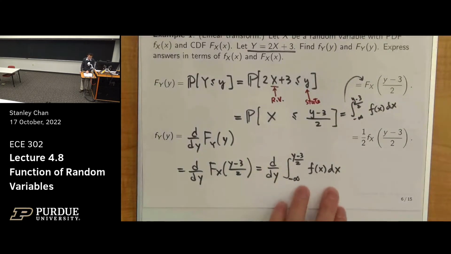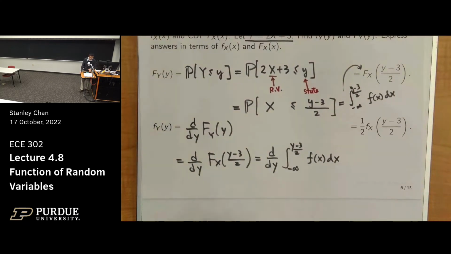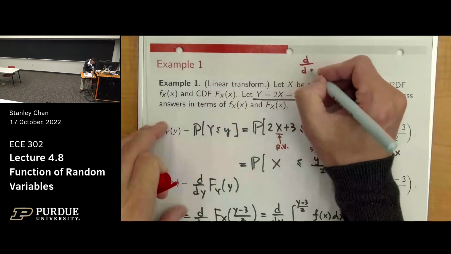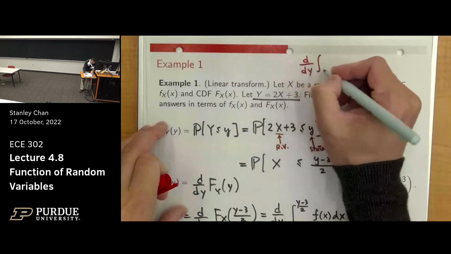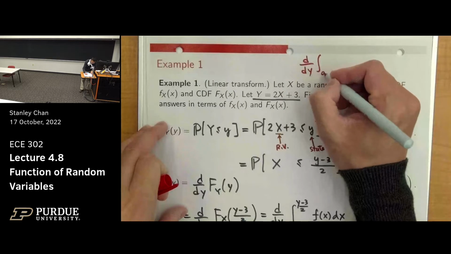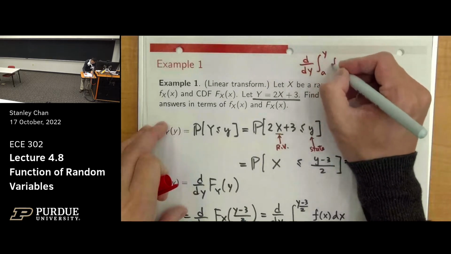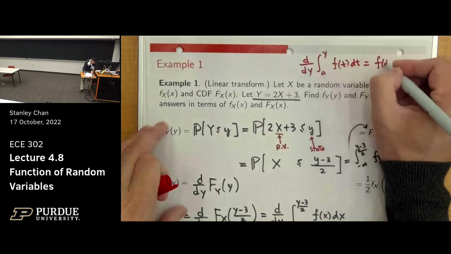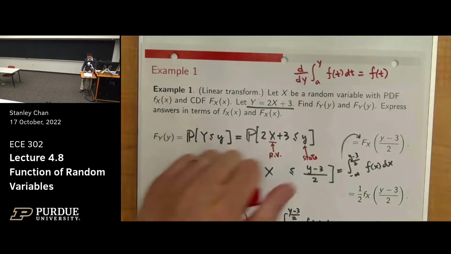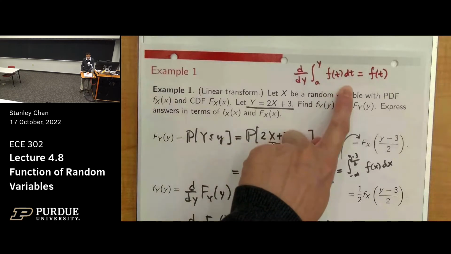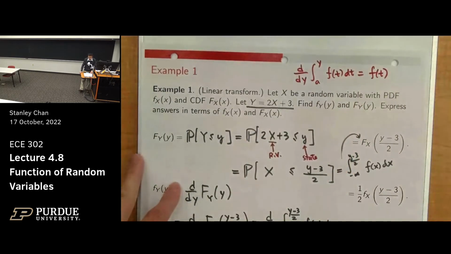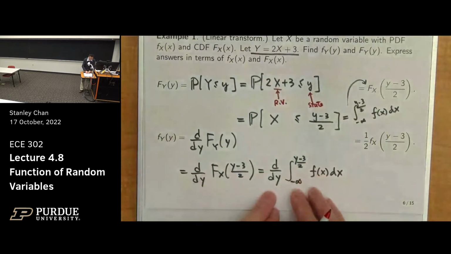So how do we calculate this derivative? If you recall, there is a very useful formula. It's the fundamental theorem of calculus. It says that if you are integrating something from a to y of f(t) dt, this is going to be f(y). Okay, so this is the fundamental theorem of calculus that we have reviewed in the first chapter of our book. So let's go back to here.